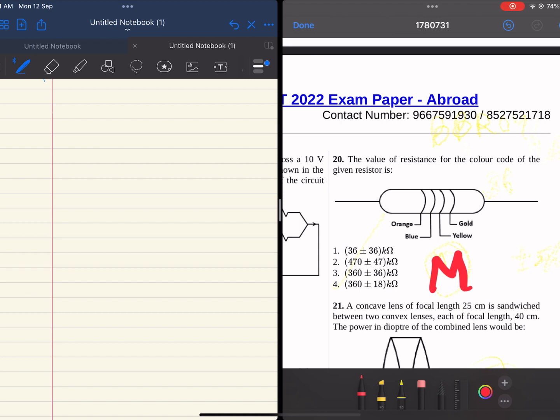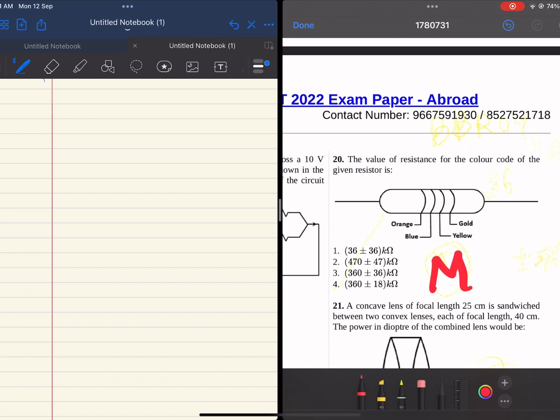So B stands for black, then brown, then red, orange, yellow, green, blue, then we have violet, gray and white, then silver and gold in terms of tolerance. So the first two indicate the significant figures, the third one the decimal multiplier, and the fourth one is the tolerance.